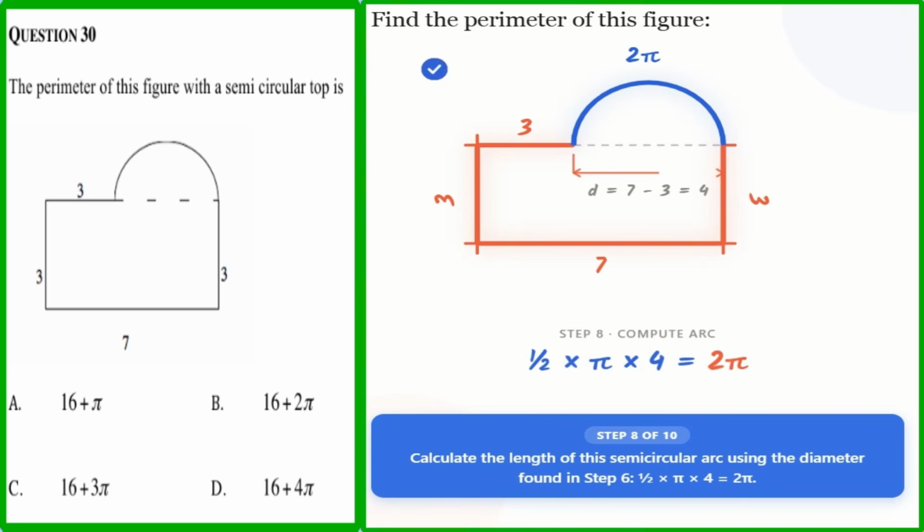Step 8. Now we substitute the diameter we found, which is 4, into the formula. 1/2 times pi times 4 equals 2 pi. So, the length of the semicircular arc is 2 pi.